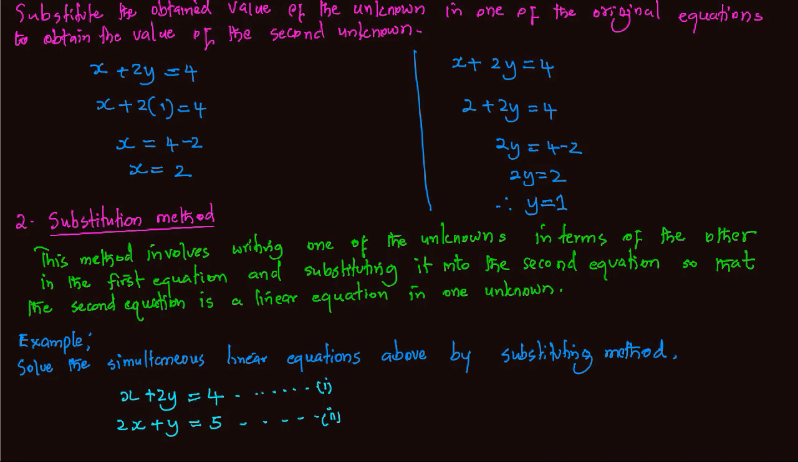Substitution method. This method involves writing one of the unknowns in terms of the other in the first equation and substituting it into the second equation so that the second equation is a linear equation in one unknown. Example: solve the simultaneous linear equations above by substitution method.